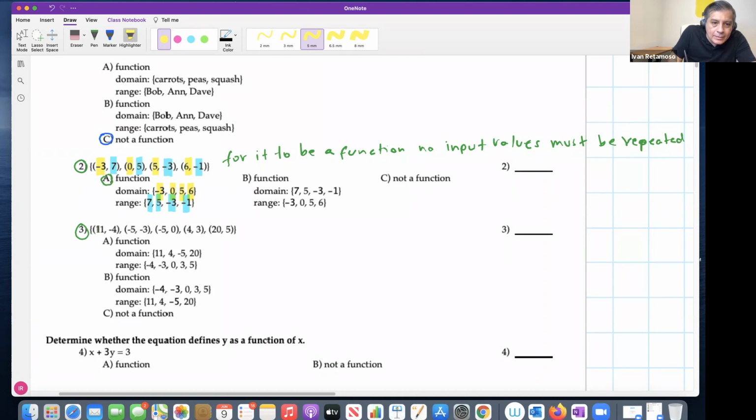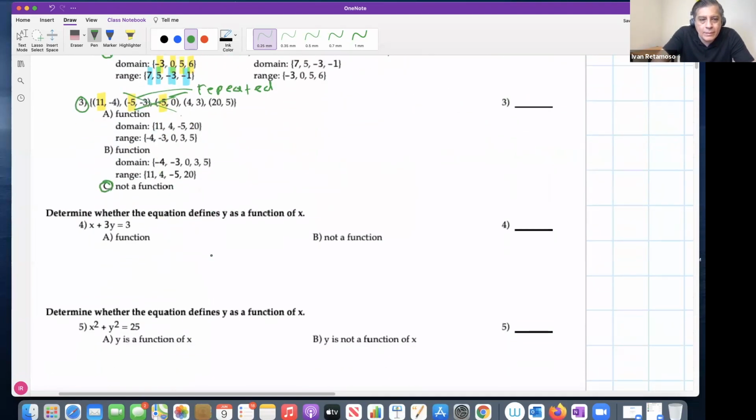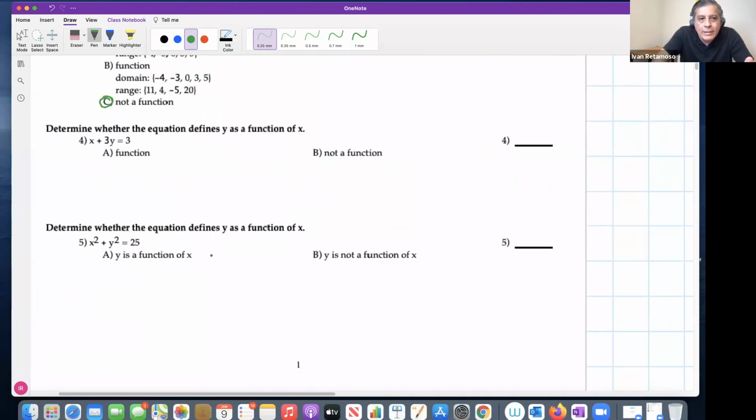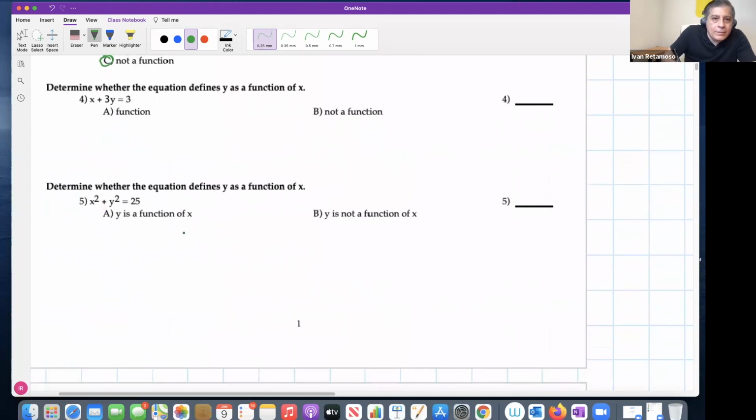So look, -11 here, good, -5 here, but here there is trouble. Look here, repeated. This is not good for a function. So then you say not a function. So you don't have to specify domain or range because it's not a function. Very good. Next, number 4. Can you try this, guys?